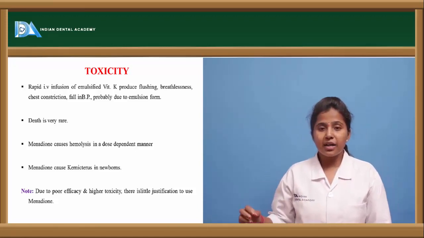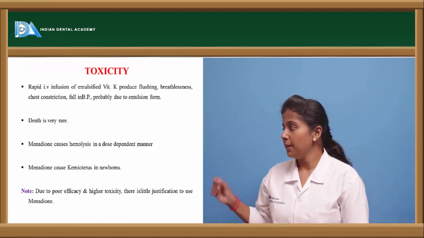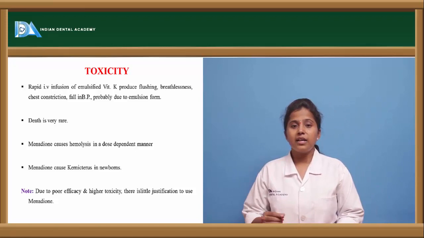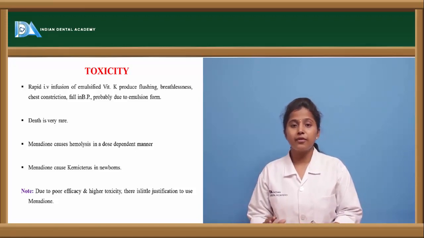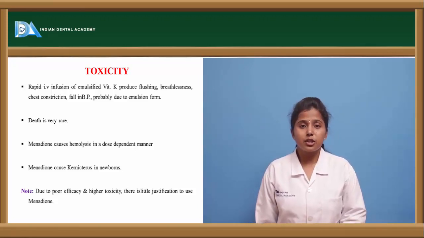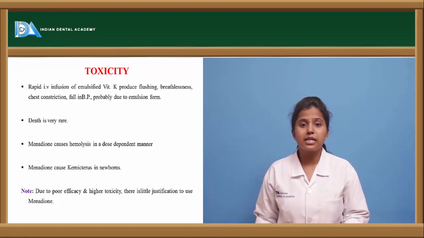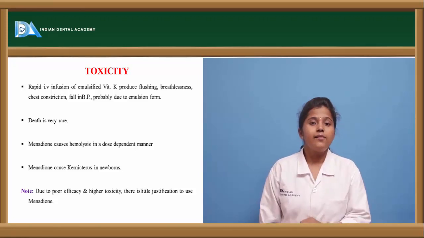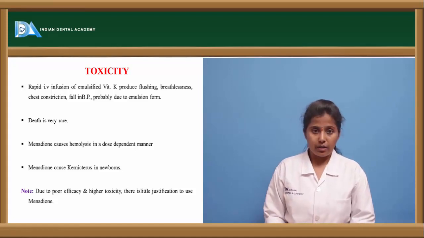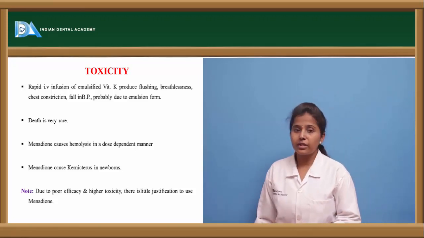We have seen menadione, which is the water soluble form of vitamin K3. It has some adverse effects, like causing hemolysis in a dose dependent manner. Dose dependent means it shows its action only in a particular dose. Menadione is such a form, and if it is not given in the proper dose, it causes hemolysis or breakdown, where it shows no effect. And the other one is that menadione causes kernicterus in newborns.